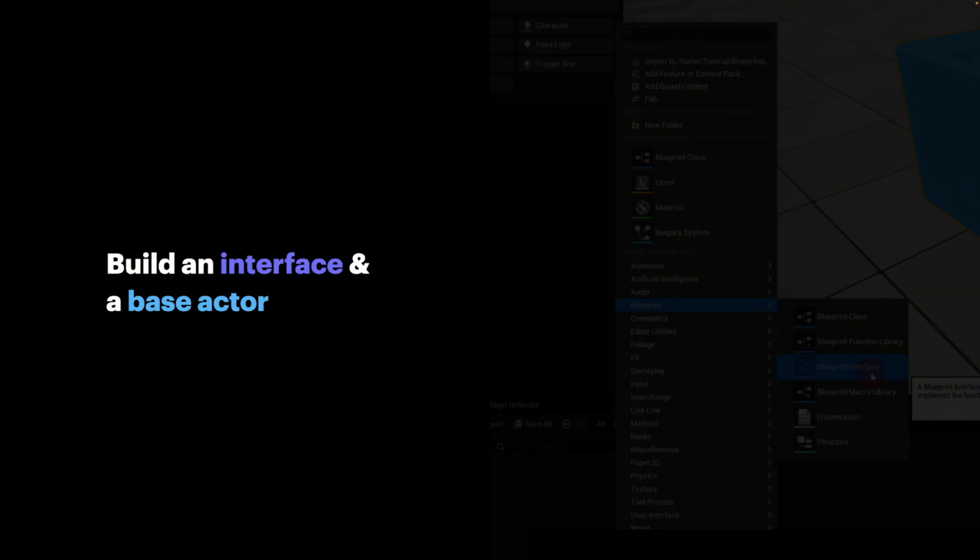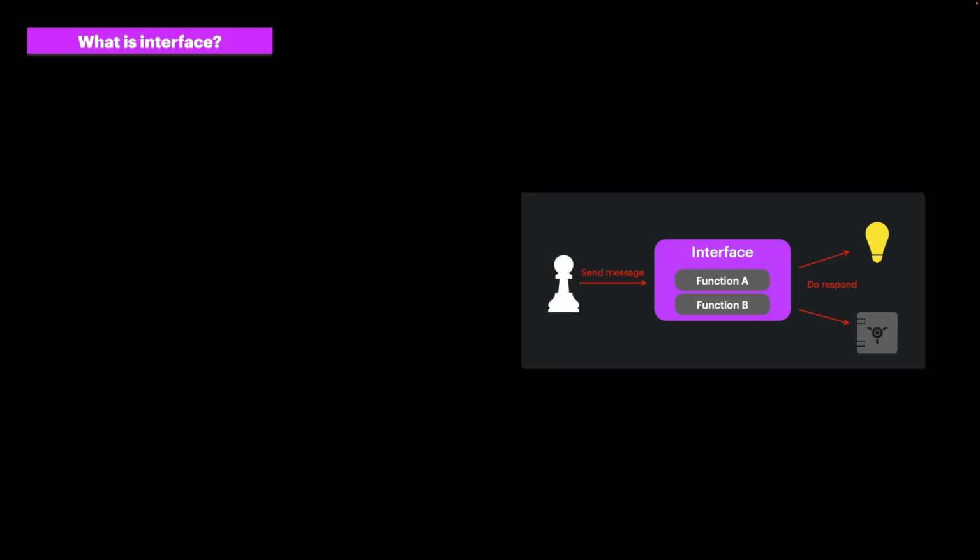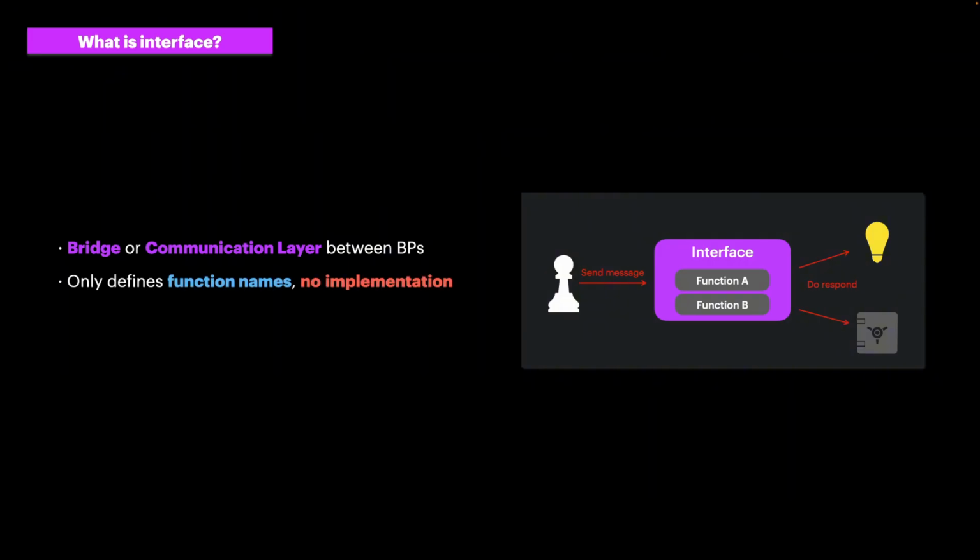Step 3, interface. Now we can detect which object the player is looking at. We need an actual way to communicate with those objects. This is where an interface comes in. Before we build it, let's take a moment to understand what an interface is. An interface in Unreal is like a bridge or communication layer. It defines a function name, but not the actual implementation. That means we can send a message to any actor without needing to know what kind of actor it is. The actor itself decides how to respond to this message.